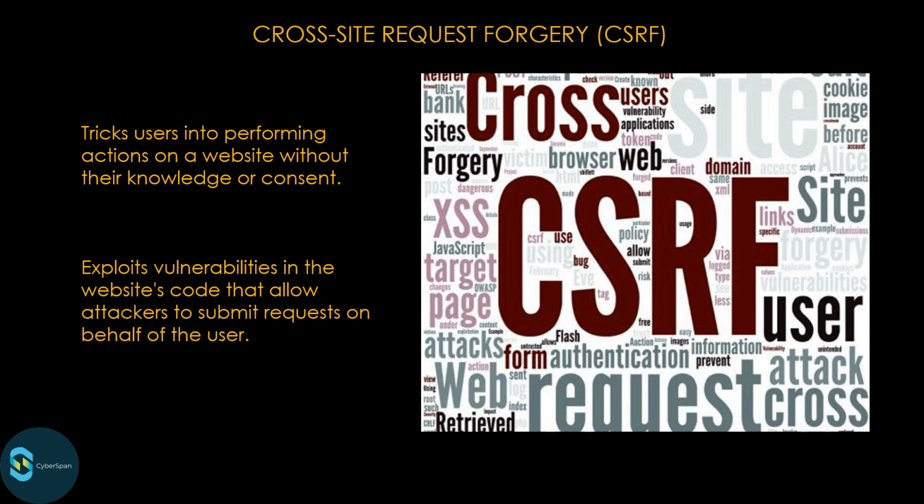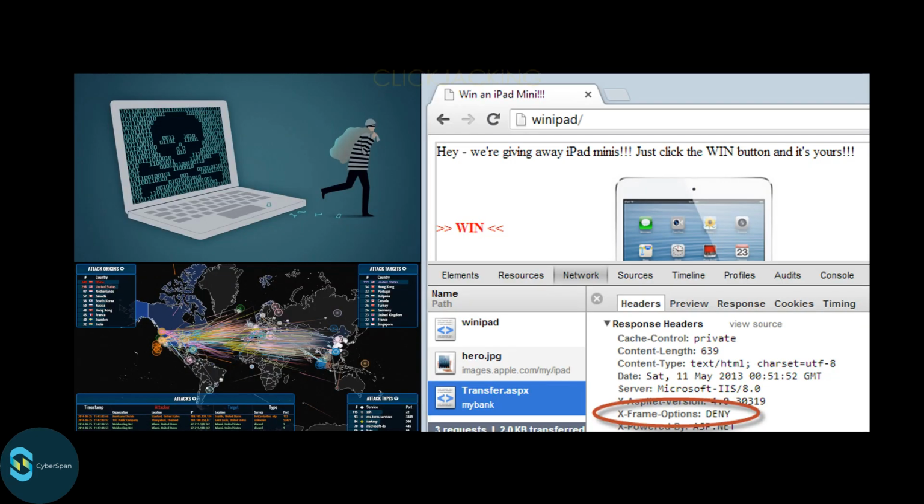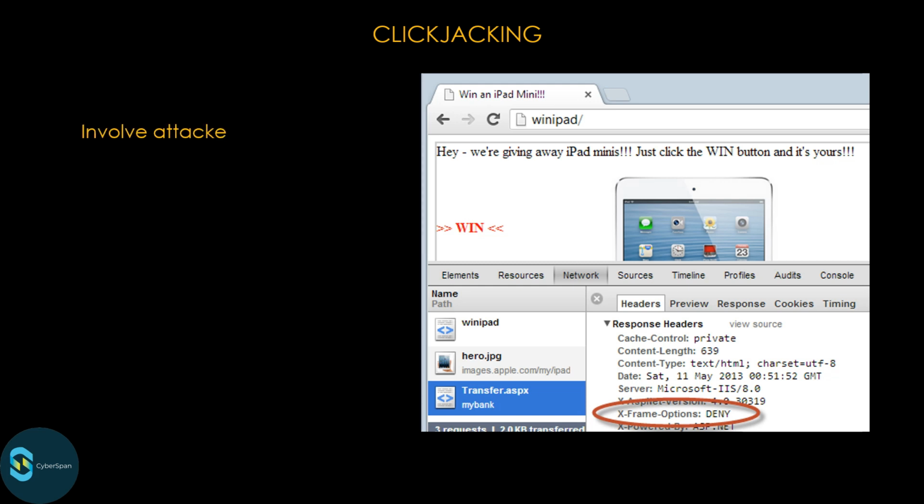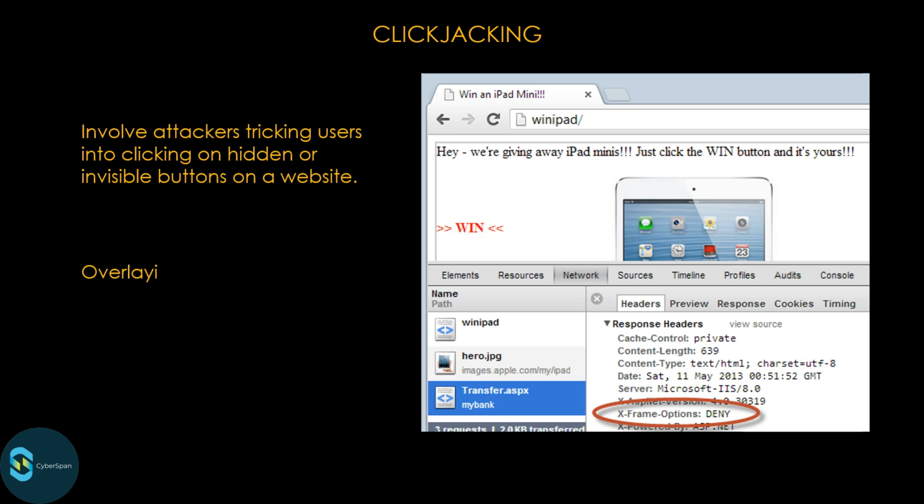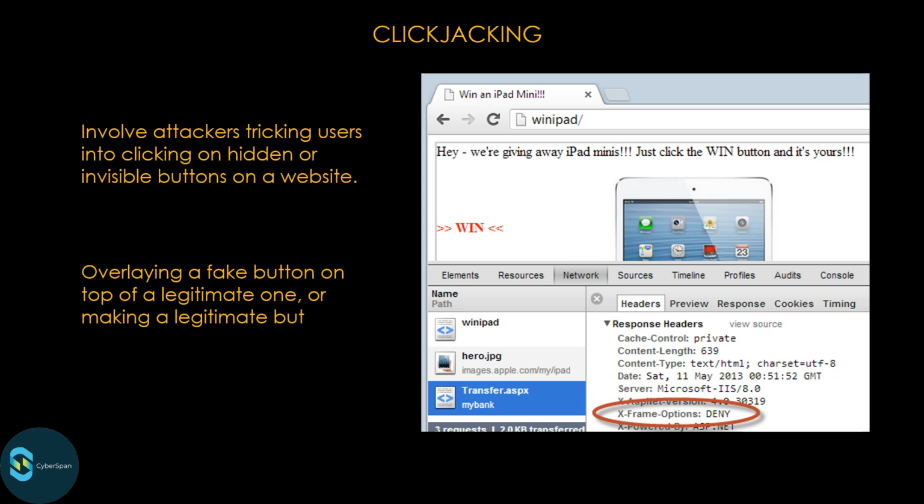Another form of attack is called clickjacking. Now, hackers have since become so sophisticated in their hacking attempts. Clickjacking is a scenario where an attacker tricks you into clicking on hidden or invisible buttons on a website. This is typically done by overlaying a fake button on top of a legitimate one, or by making legitimate buttons transparent so that you accidentally click on the fake one. And that way, you get to be attacked.